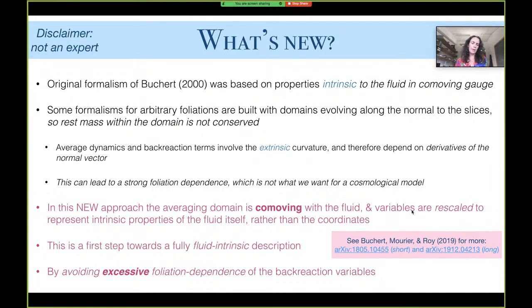And the way this is done is just by avoiding excessive foliation dependence through things like the extrinsic curvature. So I'm going to refer to this new formalism as being intrinsic because we're looking at properties that are intrinsic to the fluid. And I'm going to refer to the formalisms in arbitrary foliations as being extrinsic because a lot of them look at properties that are extrinsic to the fluid.